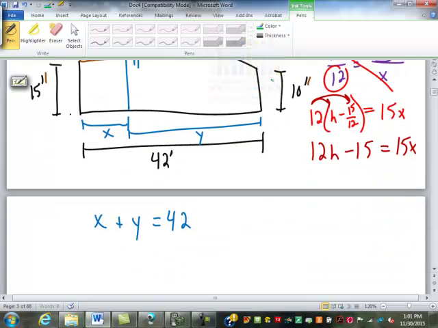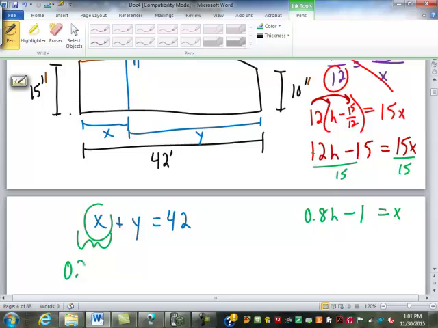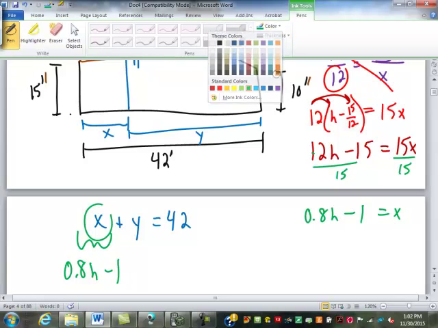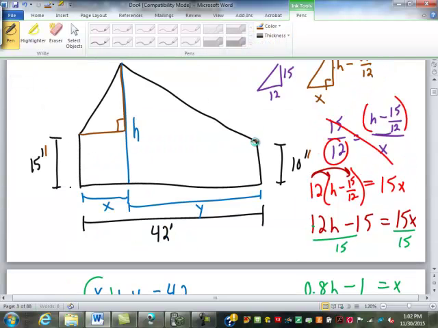So now I can replace this x if I can solve this for x by dividing by 15. 12 divided by 15 is 0.8. That's it. 12 fifteenths is true. 0.8h minus 1 equals x. So I'm going to replace x here with 0.8h minus 1. Now you could have done 4/5 h if you'd rather stick with fractions. This group doesn't seem to be horribly fond of fractions, so I did the decimal version. Now up here we're going to do the same thing for y.